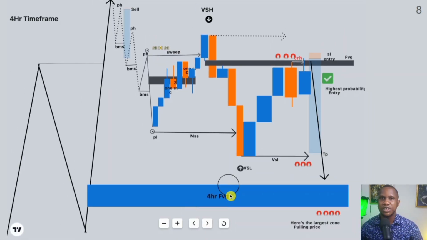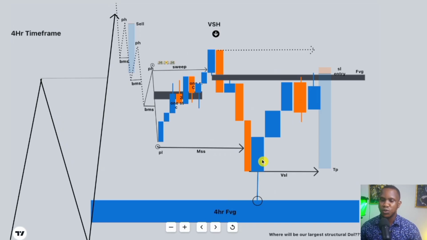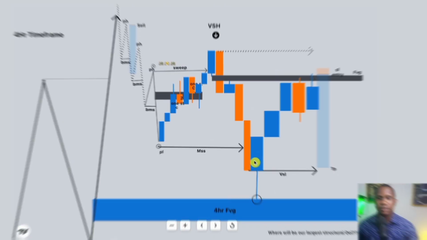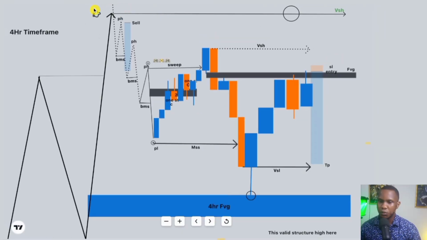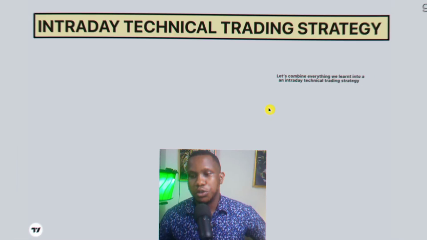So let me test your knowledge of this. Assuming we had a CRT here before we moved up right here, where will be our largest structural draw on liquidity in the market? Answer for me. This value structure high in the market. Price action will definitely move from here to our value structure high. You don't want to miss this.